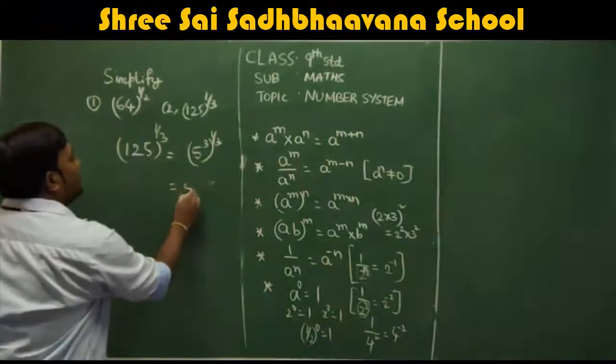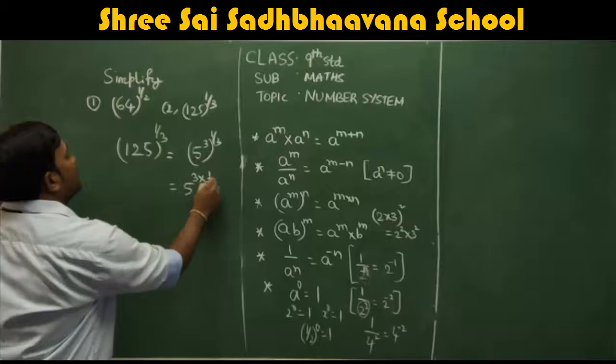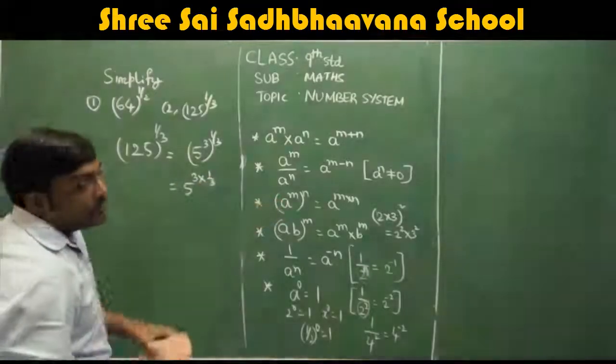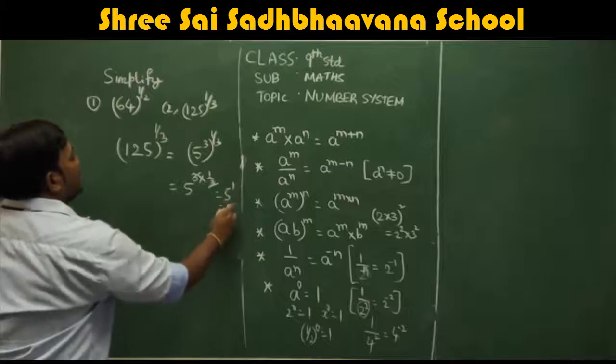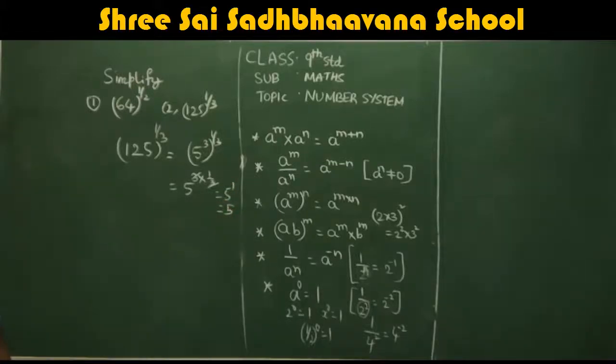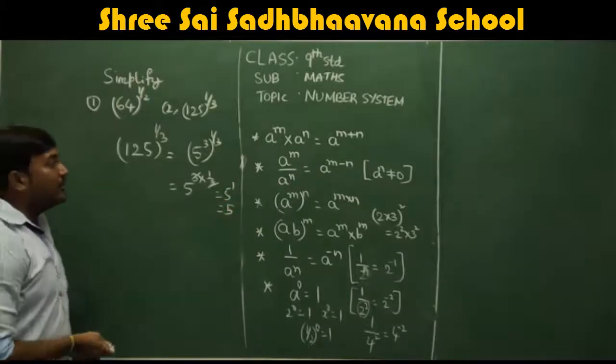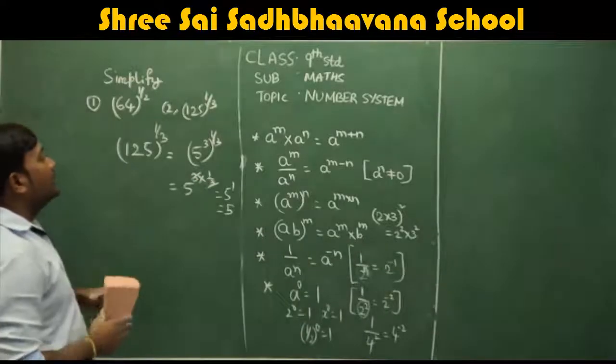Correct. So again apply the same formula, 5 power 3 into 1 by 3, because a power m whole power n is m into n. So 3 will get cancelled. So we will get 5 power 1, which is 5. That is the answer. I'll just repeat once again.